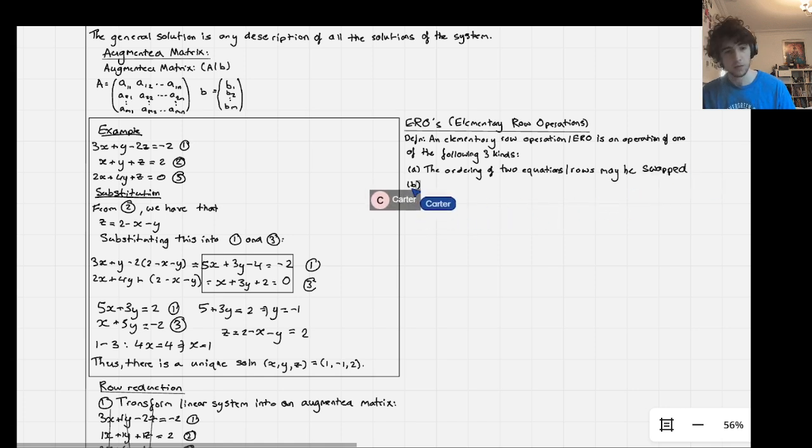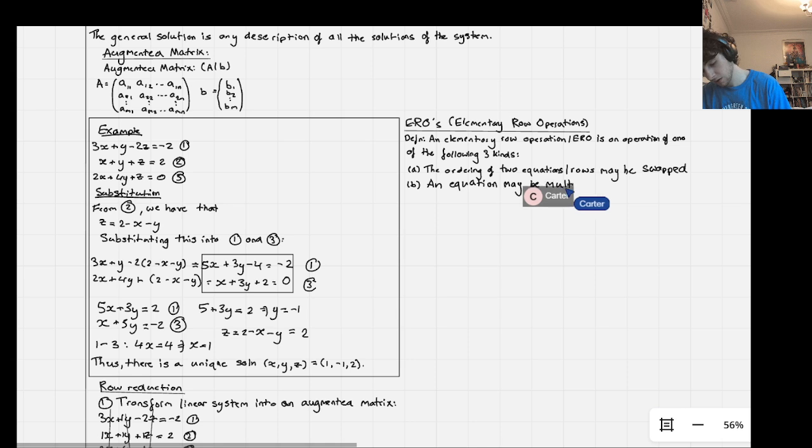And the second thing we can do is multiply an equation by a non-zero number, a real number. So an equation may be multiplied by a non-zero scalar. And the last thing that can happen is a multiple of one equation may be added to a different equation.